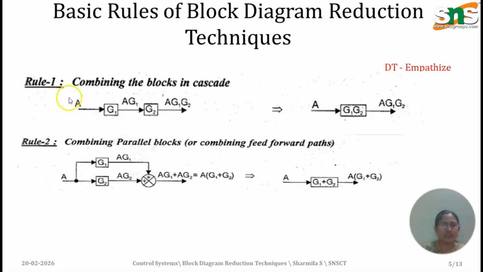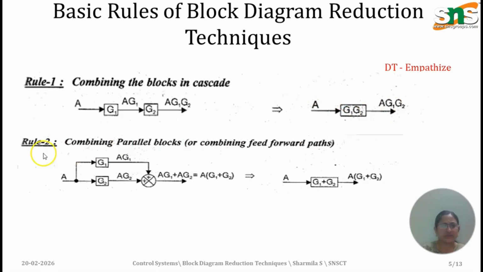Rule 1 is combining blocks in cascade. The input is represented as A and the gain is G1. After that we get the output as A into G1. The input for G2 is A G1 and we get the output as A G1 G2. So we can simply combine these two blocks G1 and G2 with gain G1 G2, and the output is A G1 G2. This is the result of cascading the blocks.